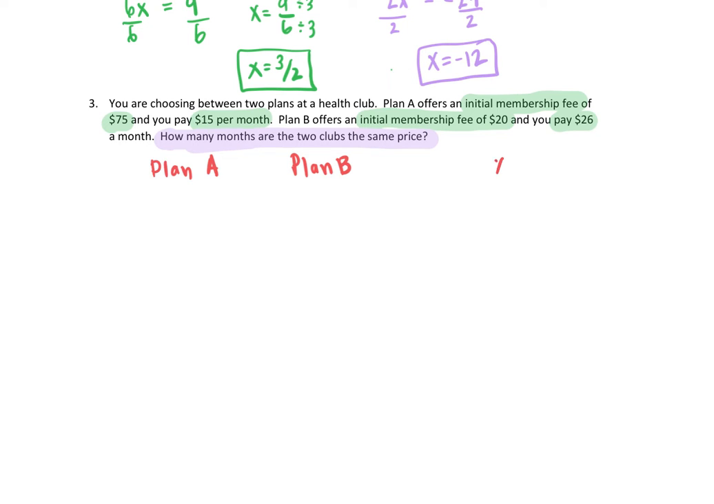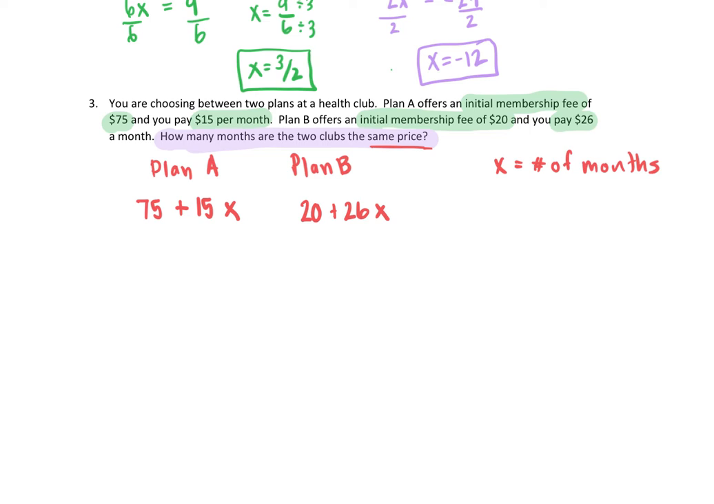Our x is going to be the number of months. That is what we are trying to find. So we're going to write expressions for Plan A's total and Plan B's total cost using x as the number of months. So we have an initial fee in Plan A of $75, and then we also add $15 per month. Well, the per month is represented by an x because that is the number of months. Plan B offers an initial membership fee of $20 and then we pay $26 per month.